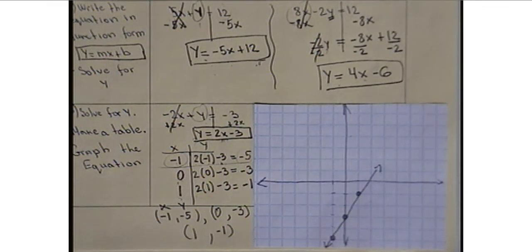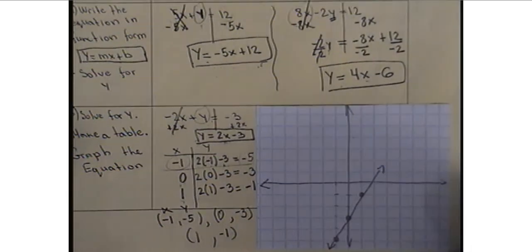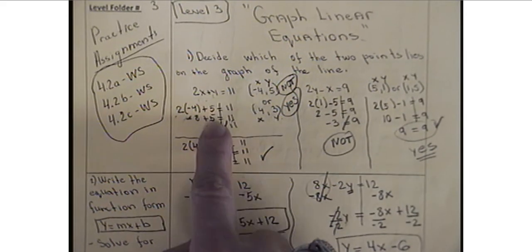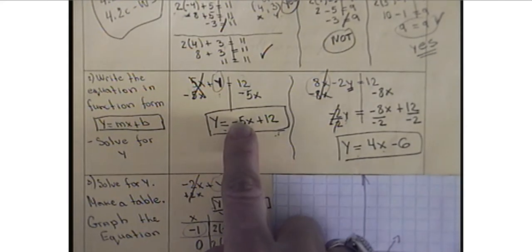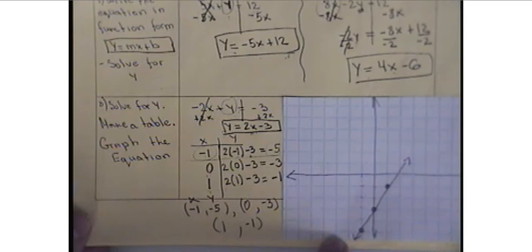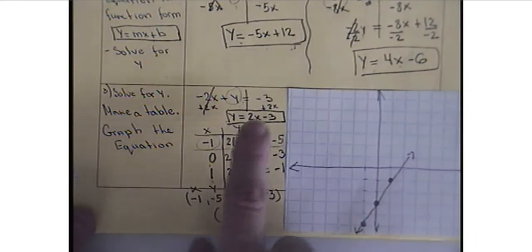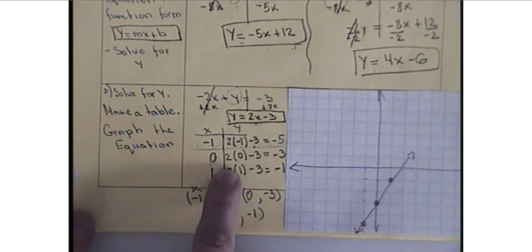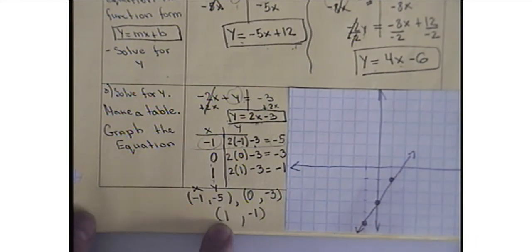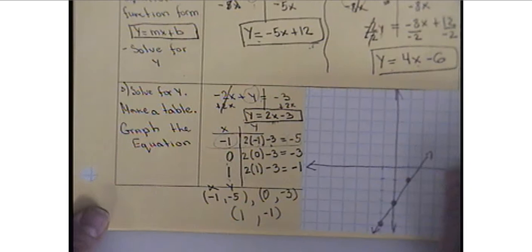So, 3 examples so far. First one was checking if the point is a solution or part of the line. Second one was when we just had to solve the equation for y and write it in function form, y equals mx plus b. Third example was the one where we solved the equation for y, made a table to find the coordinate points, and then graphed them on the line. Okay, so lots of work and very important stuff.